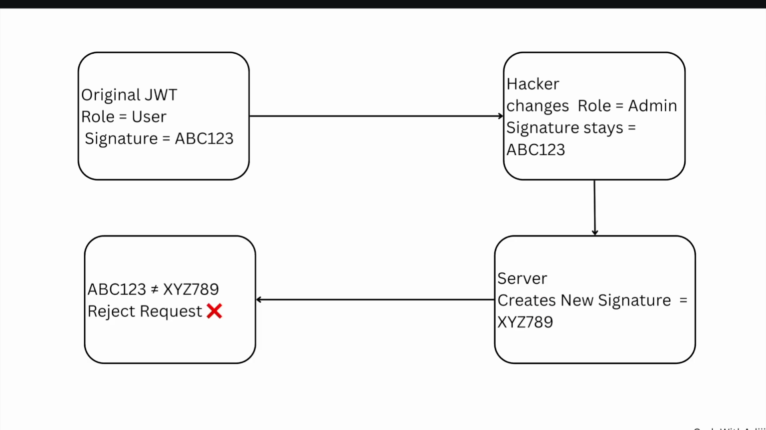Now, the server has two signatures. The first one came inside the JWT, the second one was generated by the server. If both signatures are the same, the token has not been changed. If they are different, the server knows somebody modified the token after it was created. So it immediately rejects the request. That's how JWT protects the data inside the token from being tampered with.